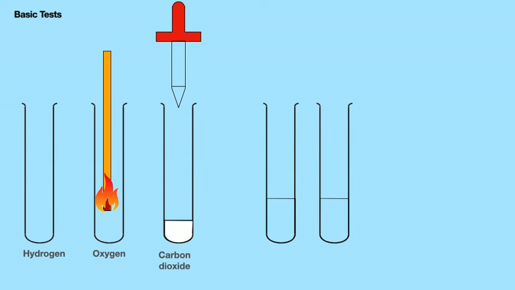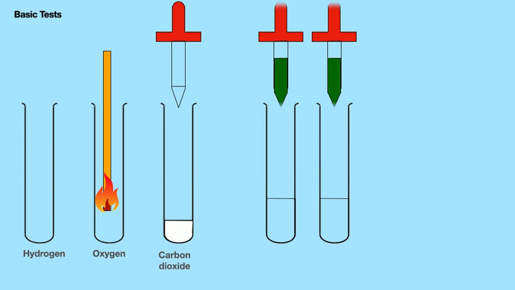We can also test for acids and alkalis. The standard for that is universal indicator. There are other indicators you can use, but universal indicator is common.